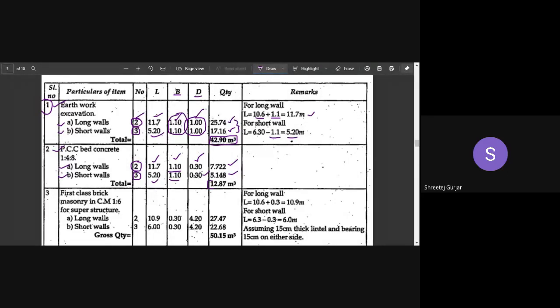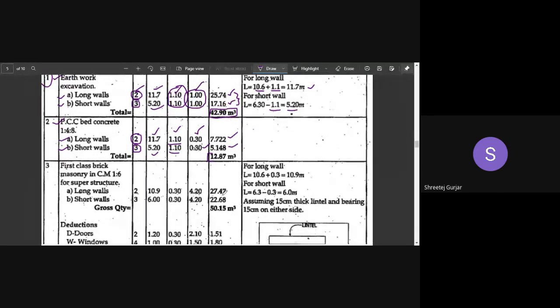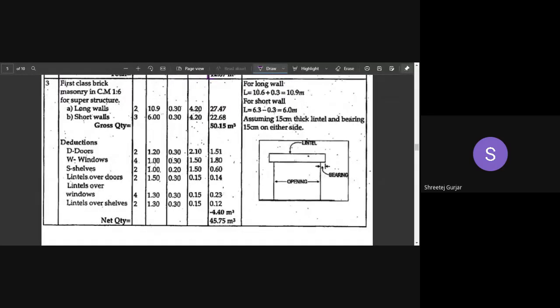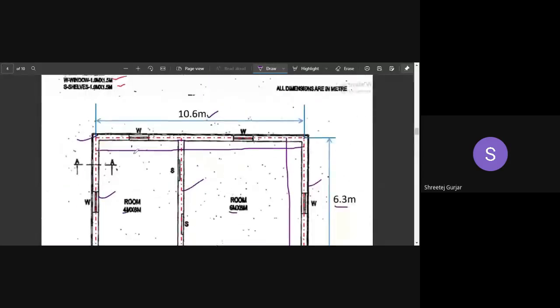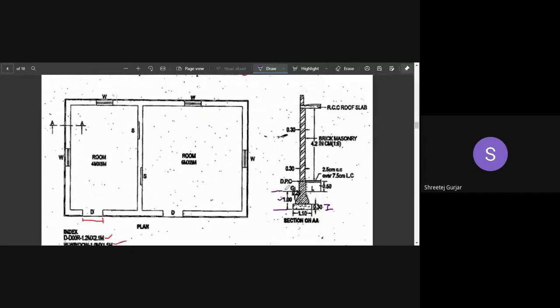So coming to your next quantity, that is your brickwork. We will look into the section first. You can see the brickwork is 0.3 meter in thickness. The wall thickness is 0.3, and it is the same throughout your plan, whether it is a long wall or a short wall. And you can see the height of your brickwork is 4.2. Thickness is 0.3 and your height is 4.2.